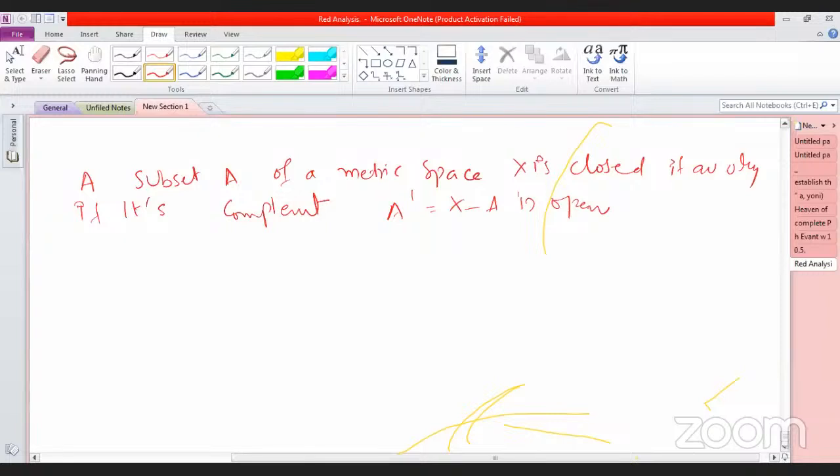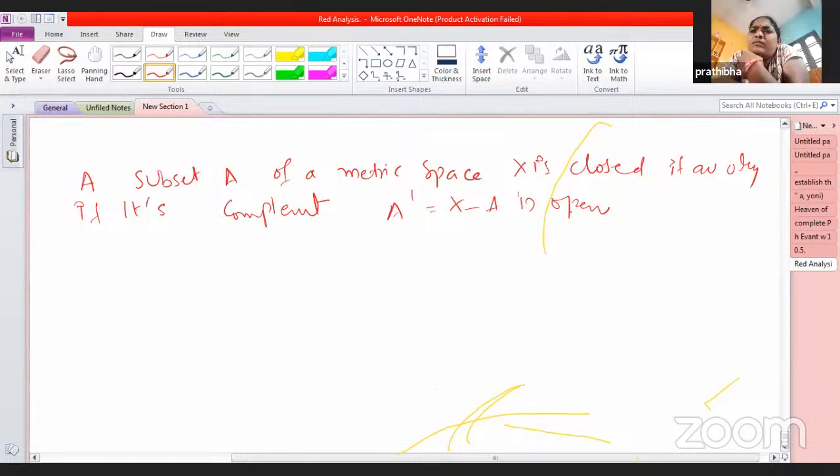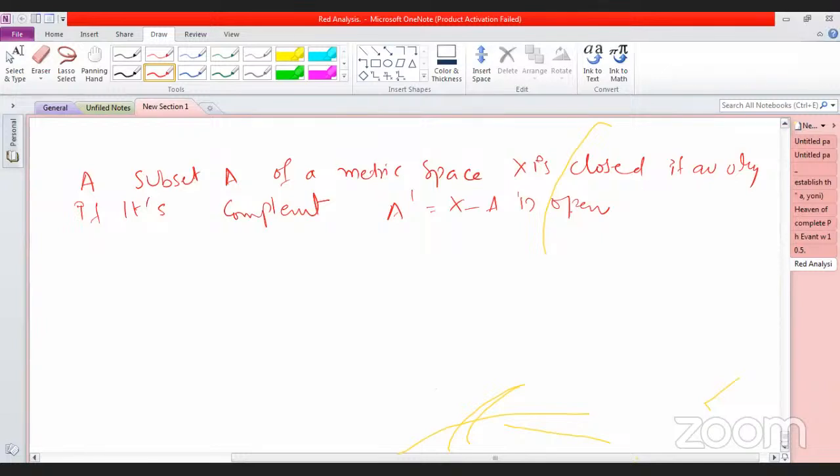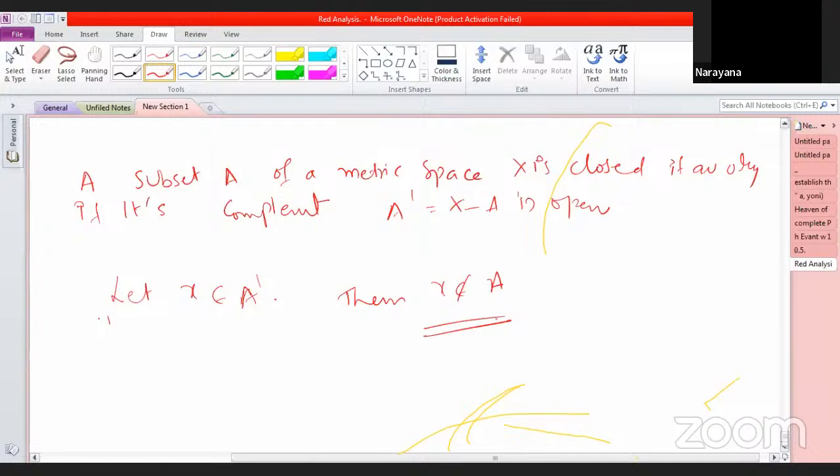See here. A subset A of a metric space X is closed if and only if its complement X minus A is open. Suppose A is a closed set. What is the meaning of closed set? Every limit point of A belongs to A. Okay. So therefore, let x belong to A dash. Then x does not belong to A. It is closed set or open set?